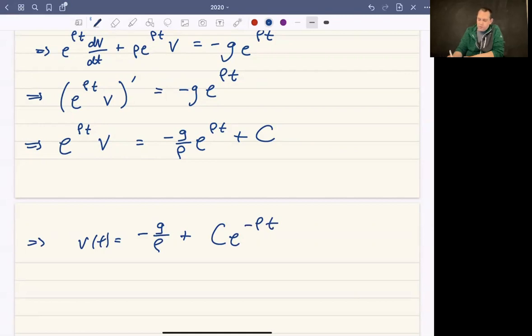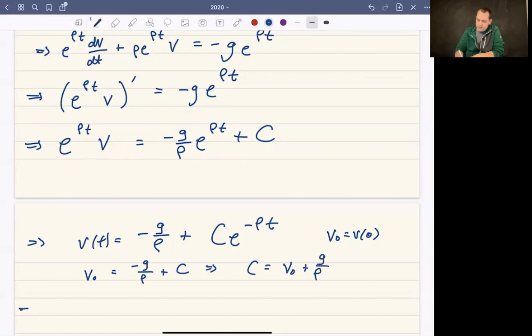One is that we know that we called v naught the initial velocity. So this is the velocity at time t equals 0. And so if we plug in t equals 0, let's think about what's going to happen. This e to the 0 is going to go away, and we're going to end up with negative g over rho plus c. So we know that v naught is going to be negative g over rho plus c. Or in other words, c is going to be v naught plus g over rho.